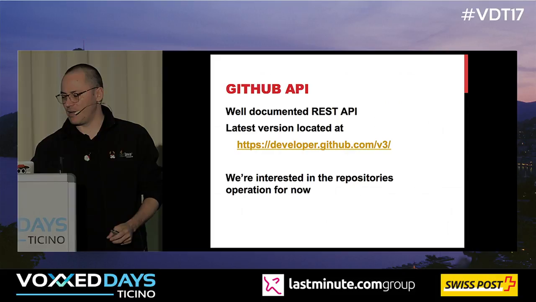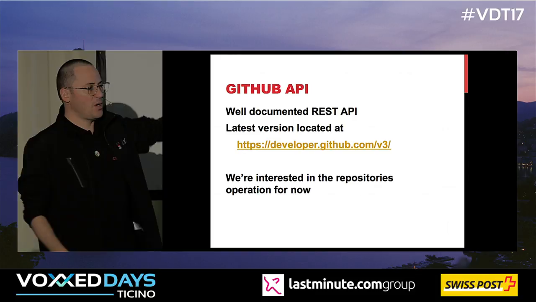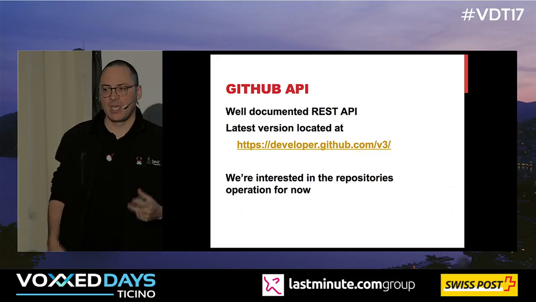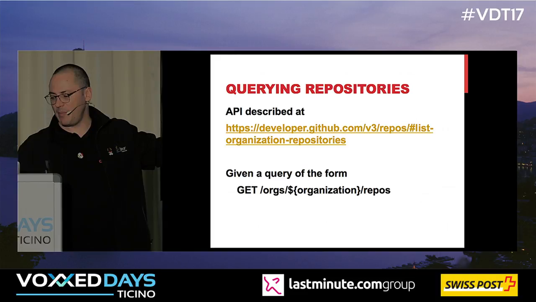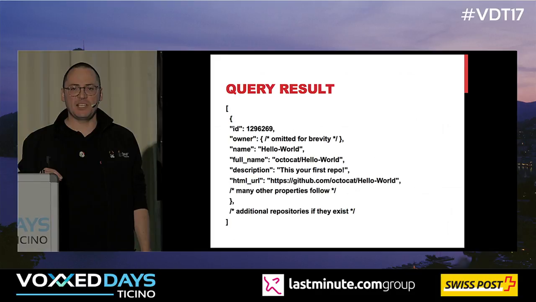So the whole code is again available at the URL that we saw earlier, but this particular application will only query the repository's endpoint. That's the location where you see the documentation of the API. And if you issue a REST query like that, then you get some JSON payload like this. And this is some of the stuff that we need to do in order to test this thing.